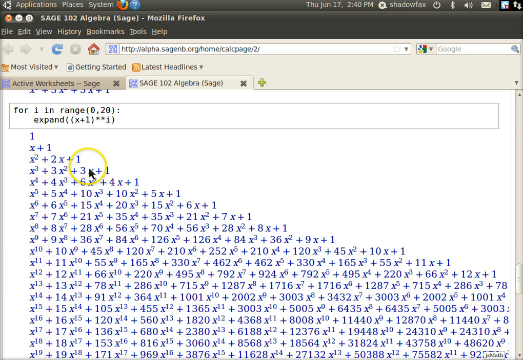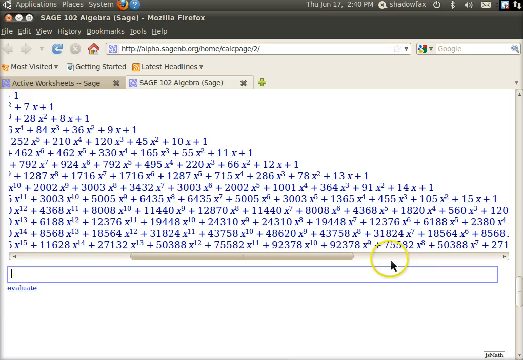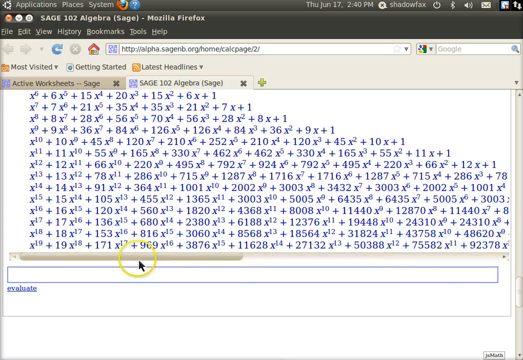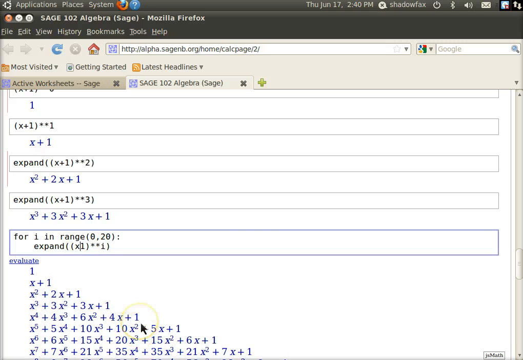1, 1, 1, 1, 2, 1, 1, 3, 3, 1, 1, 6, 4, 1, 4, 6, 4, 1, 1, 5, 10, 10, 5, 1, 1, 6, 15, 20, 15, 6, 1, and so forth, all the way down to there. Then you start talking about what happens if you change this up a little bit, put a little negative.